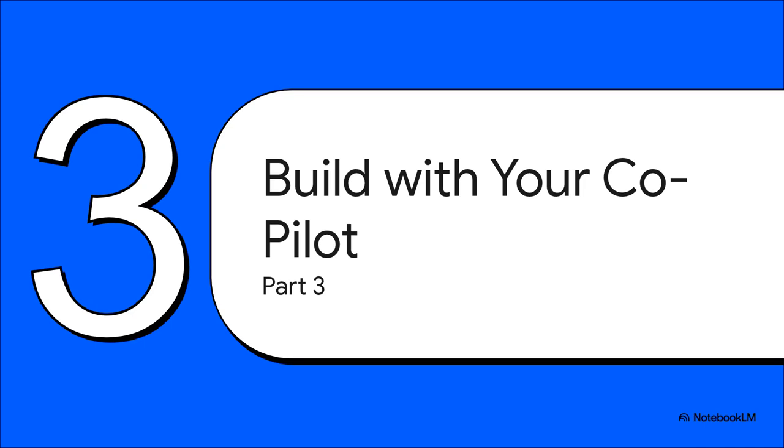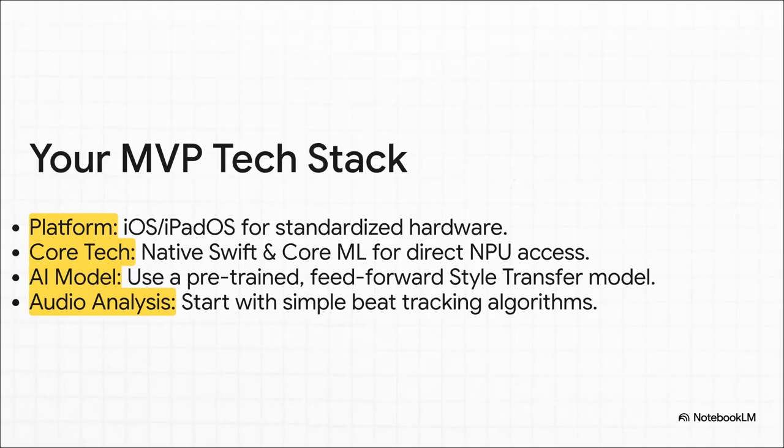This is where we put together the recipe for our minimum viable product, our MVP. And remember, the goal here isn't to build the final, perfect, feature-packed version. It's about building that first, magical version as fast as humanly or artificially possible. And the key here is to keep the MVP stack ruthlessly simple.